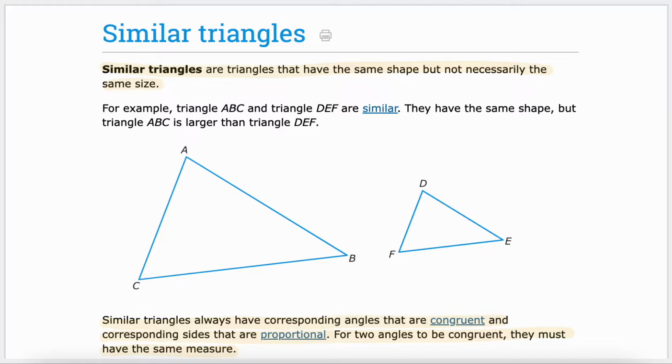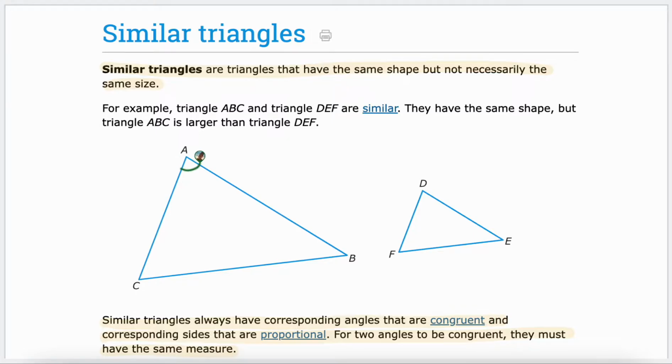You're not going to dilate a triangle and get a square. Same shape, but it can be different size. But the thing about the size is important. And down here it says that similar triangles always have corresponding angles that are congruent. So congruent meaning the same. So the angles are congruent. So the angles of the dilated shape are the same.